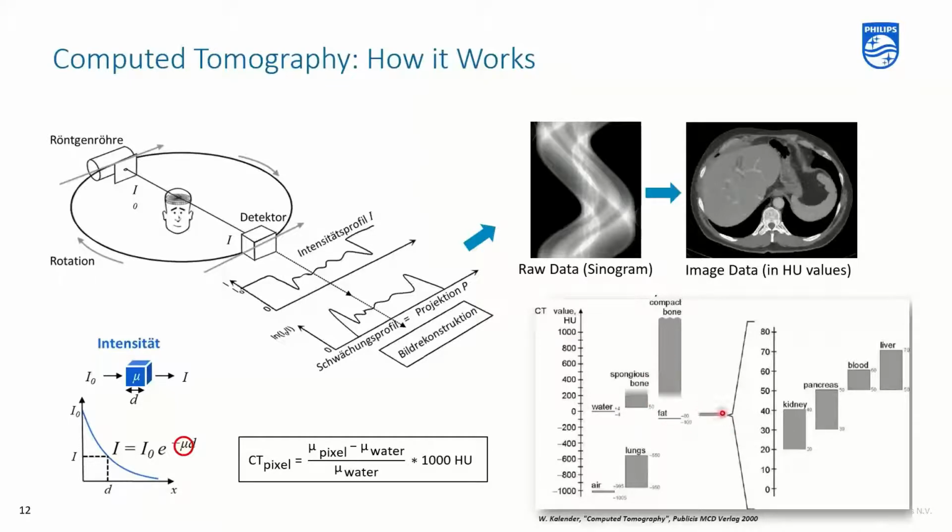And if we narrow in on this range, a little bit more attenuating than water, we have a lot of the soft tissues, kidney, pancreas, blood, liver. And you can see already that if you're trying to distinguish between tissues, or maybe a tissue that has changed properties, is there a cyst, is there a tumor, this becomes quite difficult. So this is why we use contrast agents. But even there, it's sometimes difficult to distinguish.